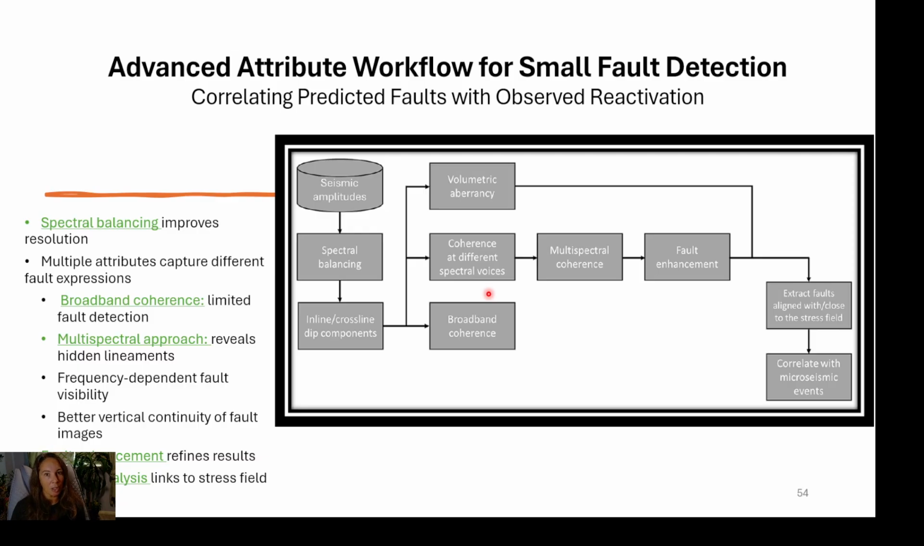And so there's a lot more in this paper than I'm going to talk about, but some of the methods that I've talked about today that were applied in this study were spectral balancing, which helped improve the resolution. David also looked at broadband coherence, doing a multispectral approach to kind of reveal some of those hidden lineaments, doing some frequency analysis, in case there's frequency dependent fault visibility, to do that fault enhancement. And then also he used aberrancy, which is the attribute that I mentioned a bit earlier.